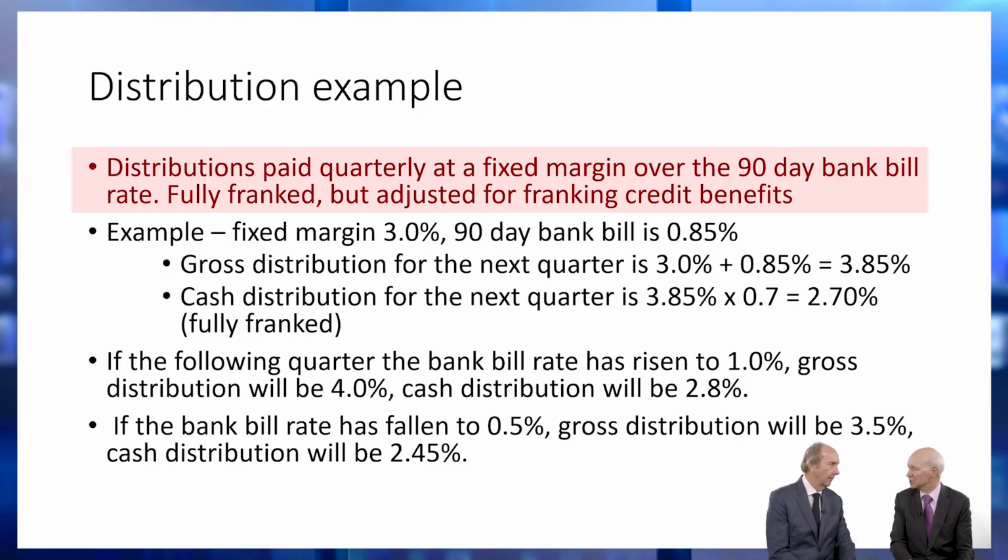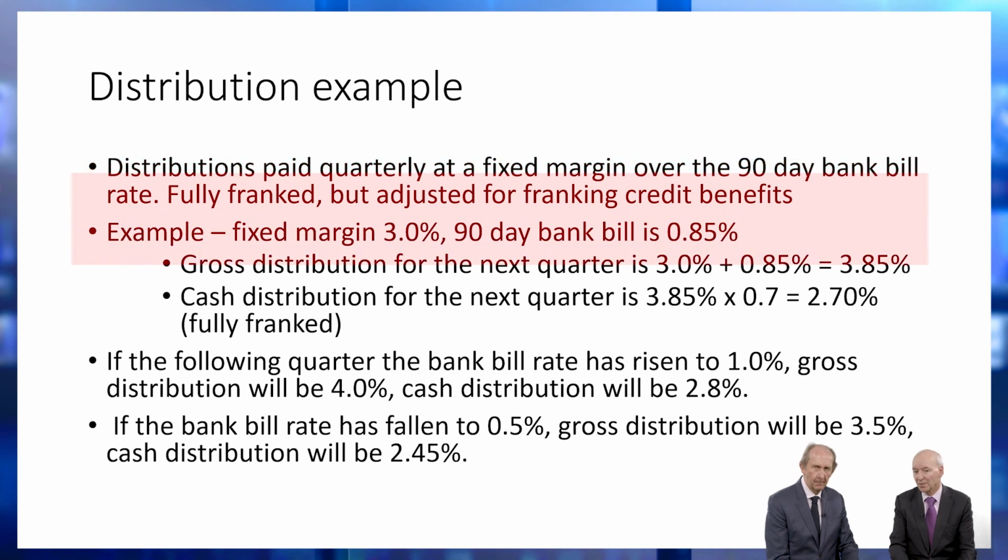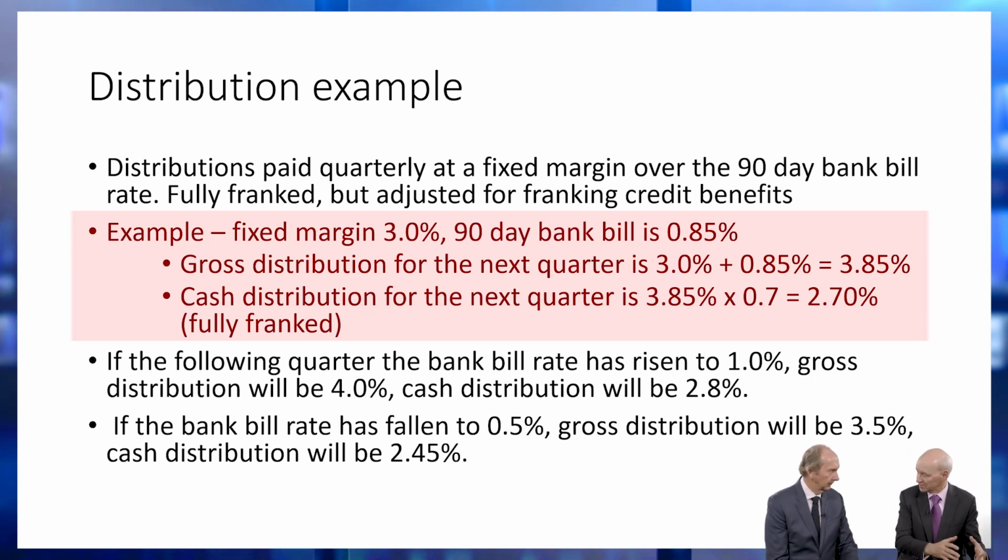How about give us an example around the distribution? Okay, let's take an example. I mentioned distributions are paid quarterly, at a fixed margin over a 90-day bank bill rate, fully franked and adjusted with the franking credits. Let's assume that the fixed margin for an issue is 3% and the 90-day bank bill is 0.85%. That means for the first quarter, your gross distribution is going to be 3.85%, the 3% plus the 0.85 for the bank bill rate. Now, the actual amount you'll get in cash, if it's fully franked, will be adjusted by multiplying it by 0.7. And so the cash distribution would be 2.7%, but that would have with it all the franking credits, which you can use in your tax return.